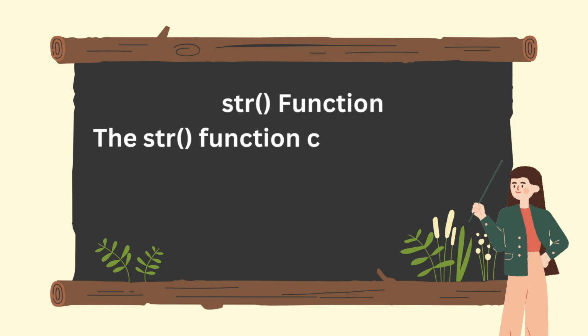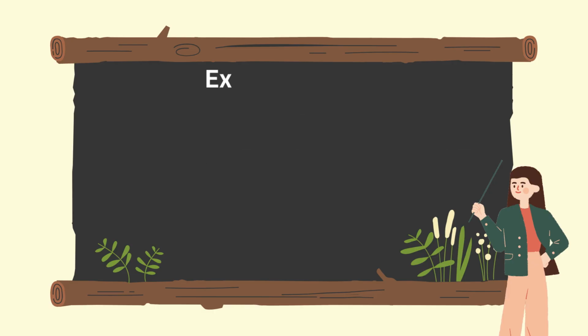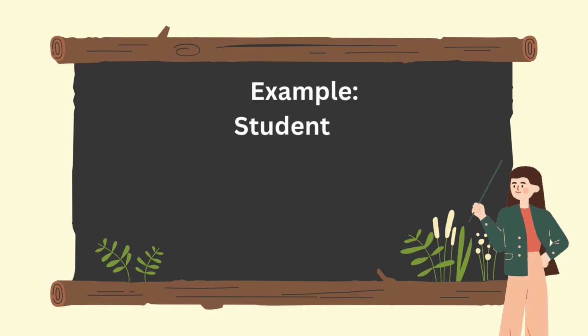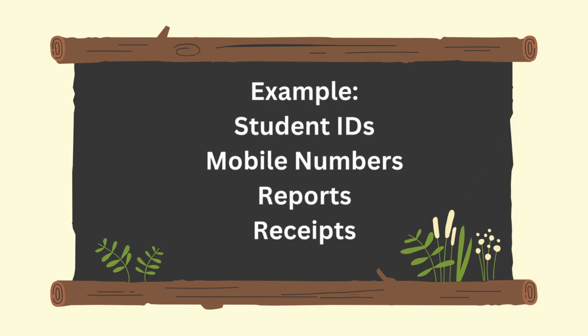str function. The str function converts data into a string. For example, num = 100. print(str(num)). The number 100 becomes a text. This function is useful when combining numbers and messages. Examples: student IDs, mobile numbers, reports, receipts, and many other applications.